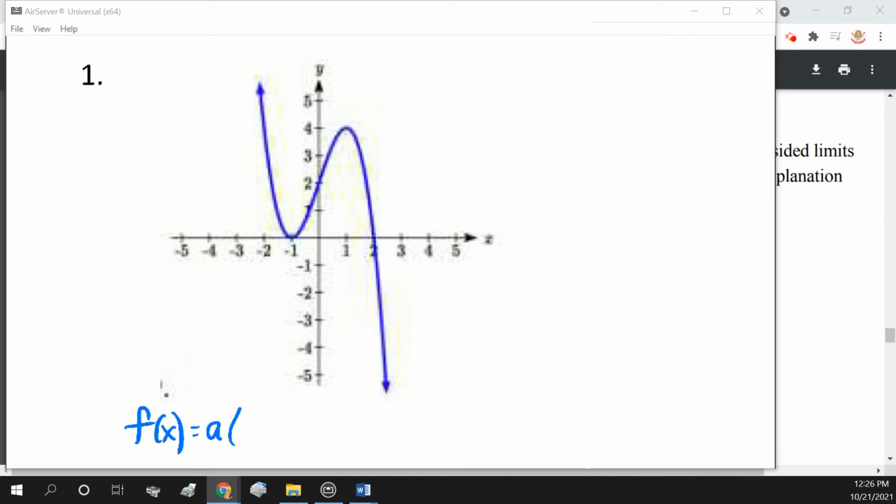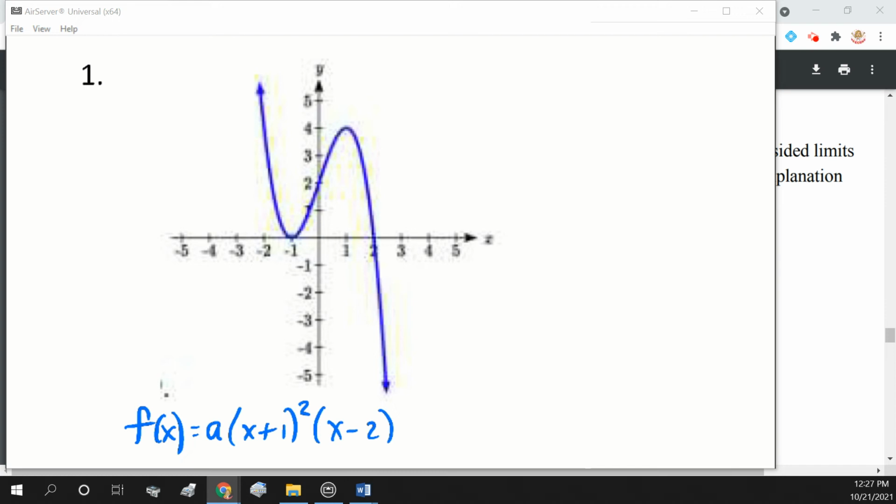Okay, so we have x plus 1 for the 0 that is negative 1. And then is there something special about that 0? It bounces. So what power do I need? 2. Very good. All right, and then the next one, x minus 2. Now it just goes straight through like a line, so that's it. We don't have to do any powers on that one.